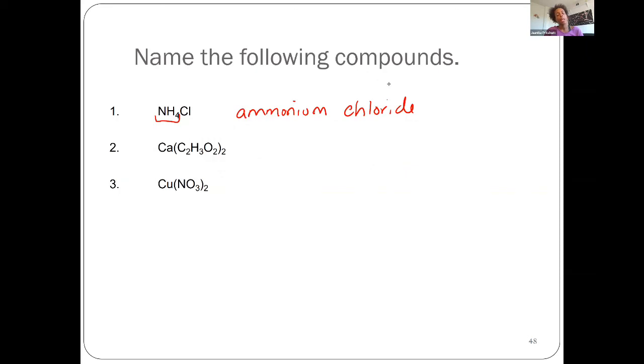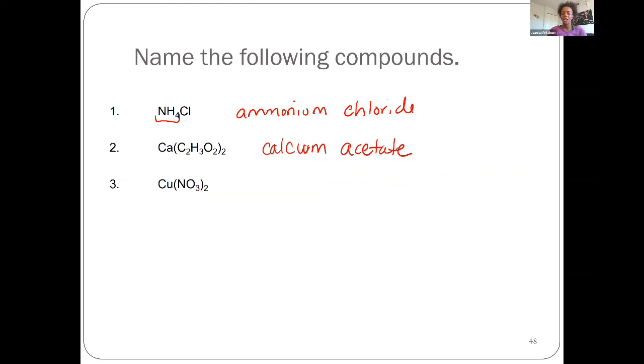For CaC2H3O2, again, go through the process. We have a metal, so this is ionic. We have a fixed charge, group 2, and so we list the cation and then the anion. So this would be calcium. Again, I don't have to say calcium 2 because calcium is always +2. So calcium acetate.